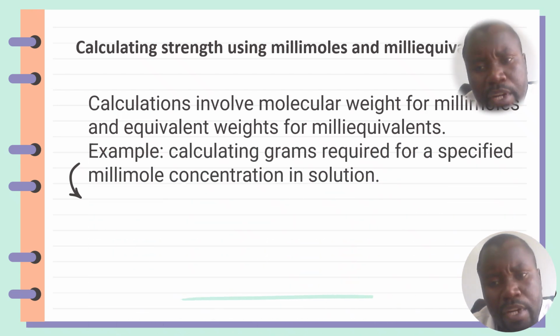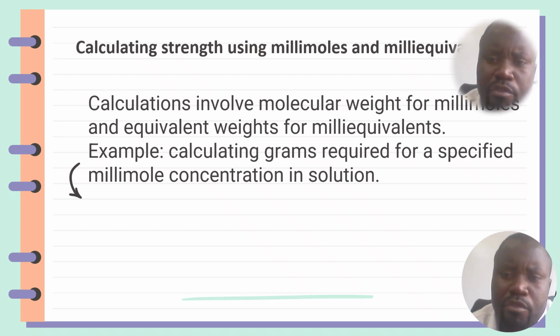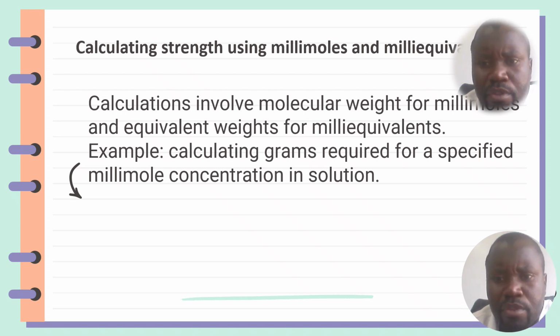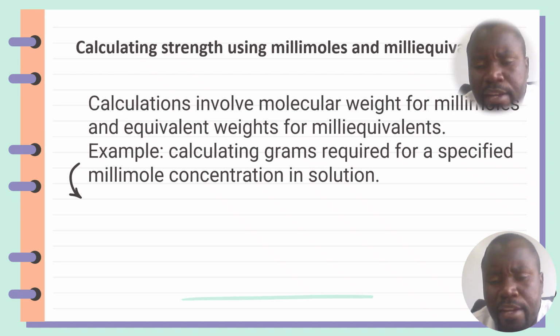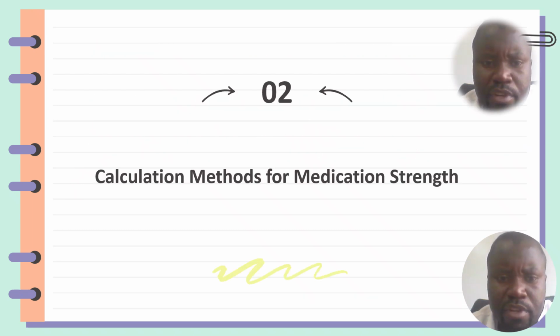An example is where we want to calculate the number of grams required for a specified millimole concentration of a solution. Sometimes you may have the molecular expression of the quantity of substance that you want to achieve as a concentration, and then you have to work backwards to understand how much you should weigh to produce a particular concentration. That is where millimoles and milliequivalents come in.